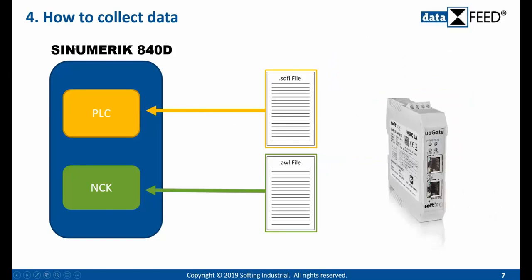Yeah, one big question is how to collect the data, how to get data out from the SINUMERIK. And this is done via two files. So the gateway needs two files. We have to tell the gateway how to address the PLC part and how to address the NCK part. So for addressing the PLC part, we need a .sdfi file, and it looks like this.